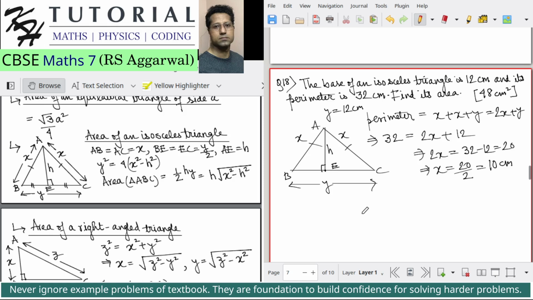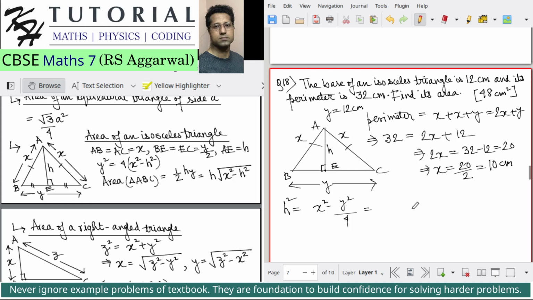So now we can find the area, but first we need to find the height. So height h will be equal to square root of x square minus y square by 4, because we know the formula is the relation between the base and the equal sides and the height: y square is equal to 4 into x square minus h square, where h is the height, x is the length of each equal side, and y is the length of the base.